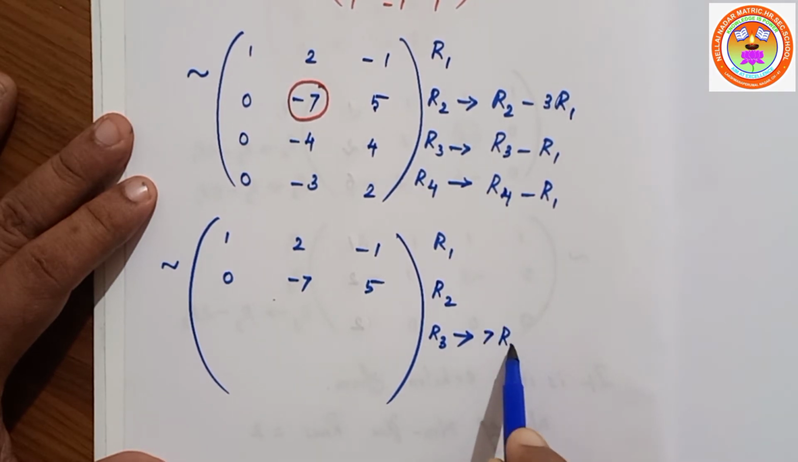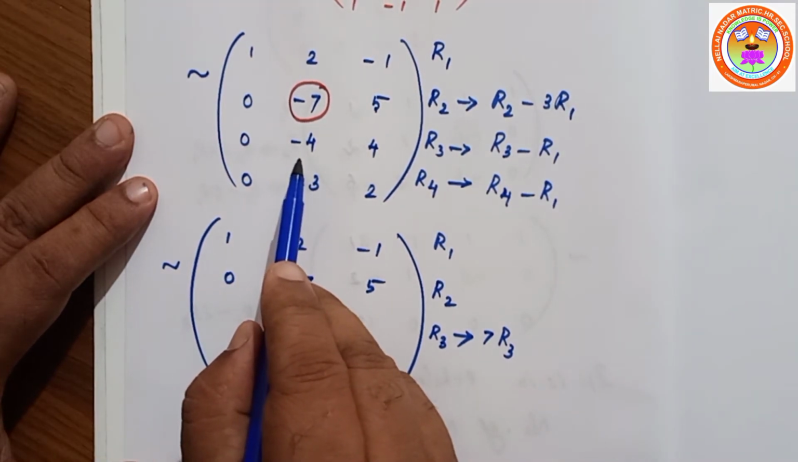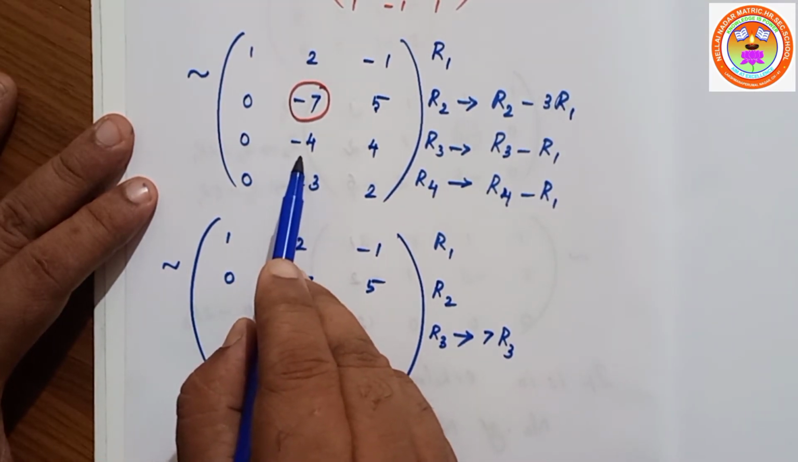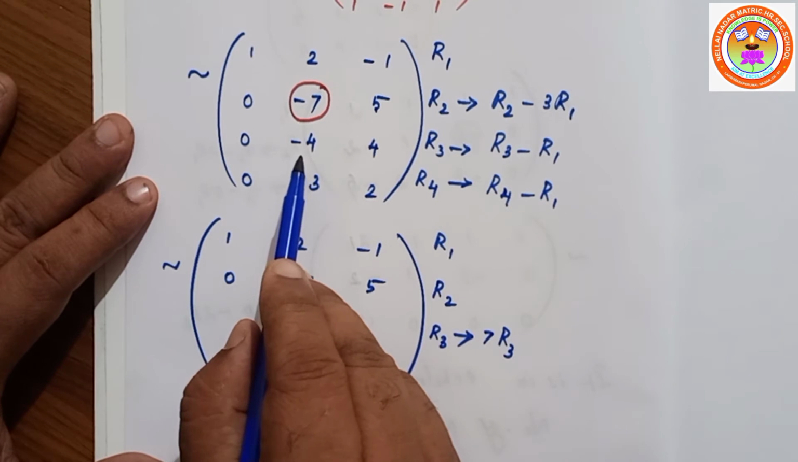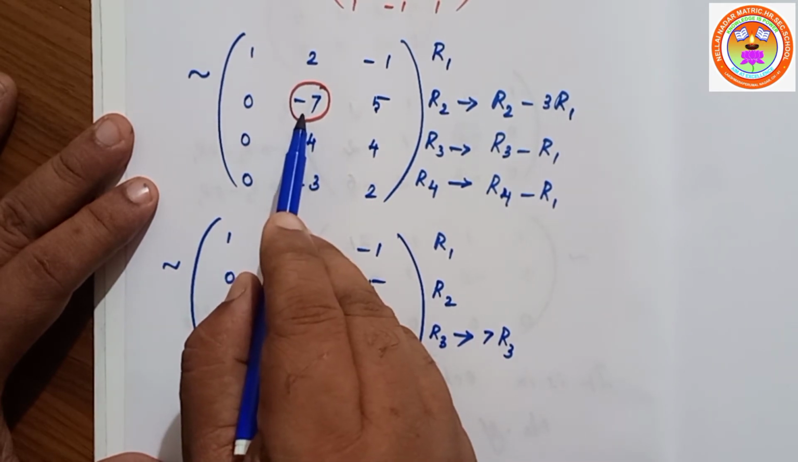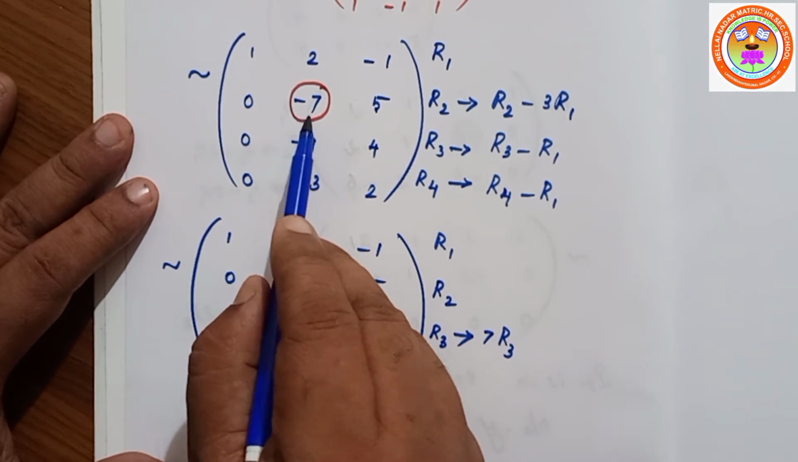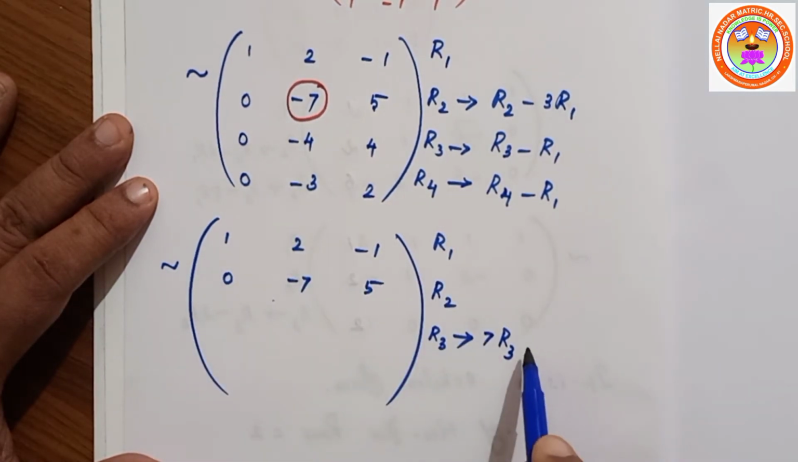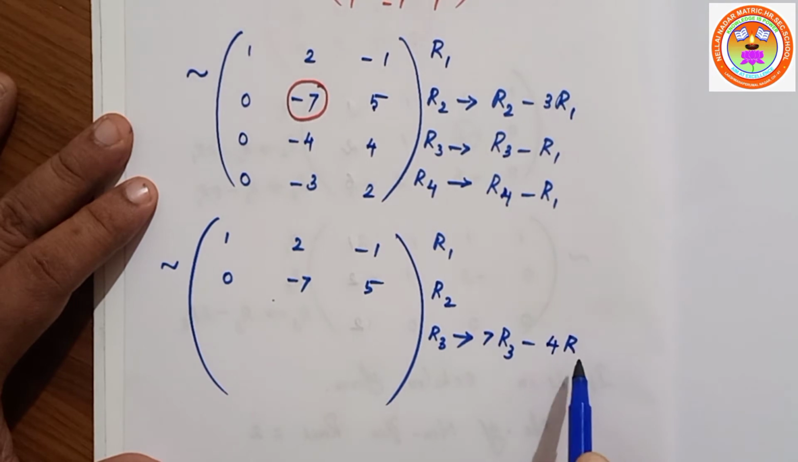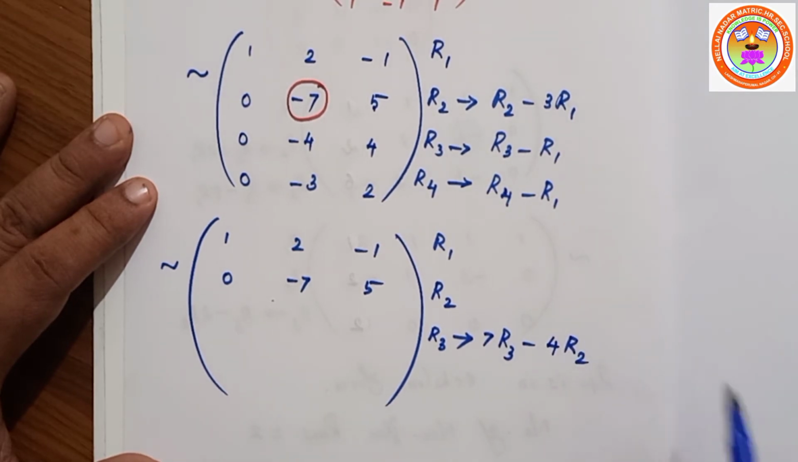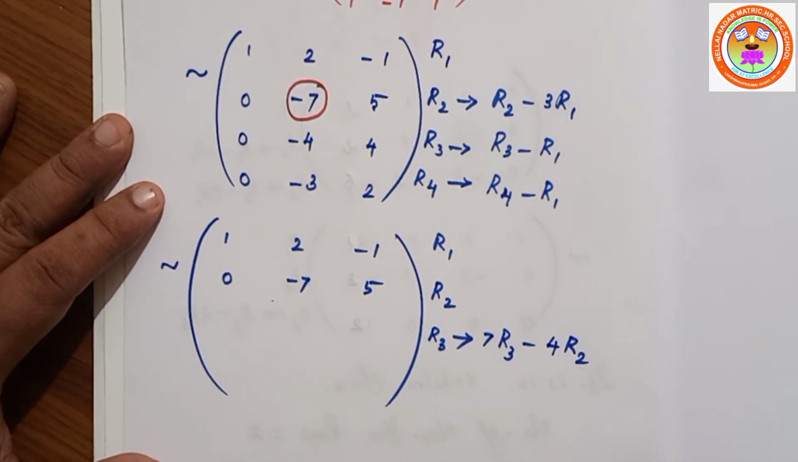7 R3. If you multiply by 7, you will be getting minus 28. It has to be plus 28. Then only can get 0. For making this element as plus 28, multiplied by minus 4. So minus 4 R2. Okay. I do the calculation. Can understand?